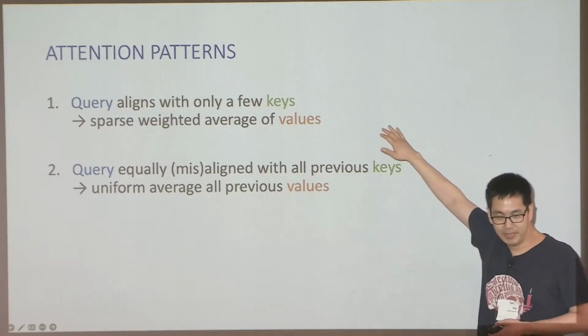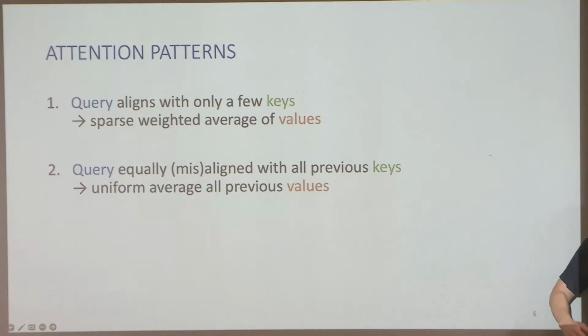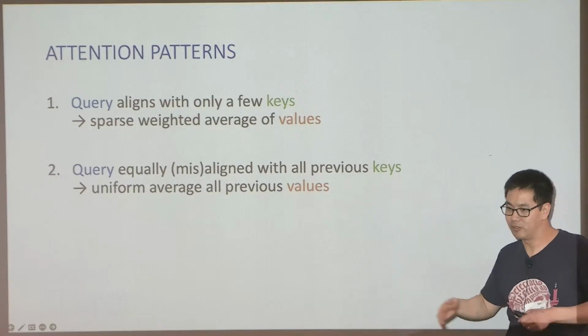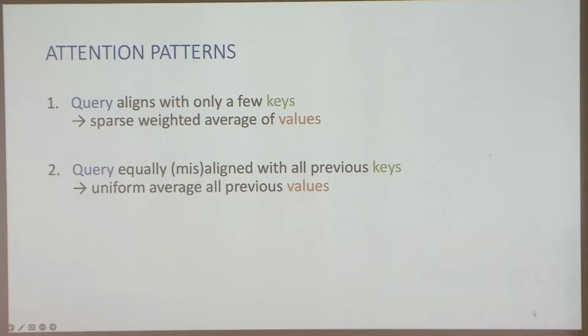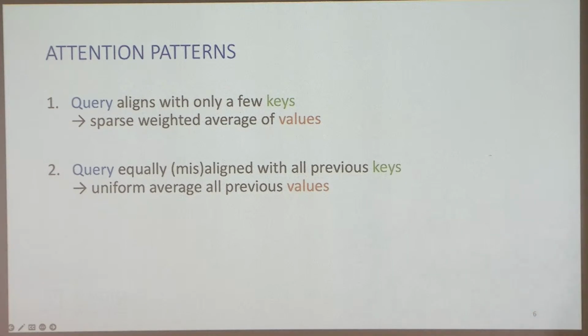And this would result in some kind of sparse weighted average of the values. And then naturally, the other possibility is that maybe the query only aligns equally, or misaligns, with all of the words in the sentence, all the previous keys in the sentence, and this would result in some kind of dense or uniform average of the previous values. So let me show you how these kinds of attention patterns might arise.